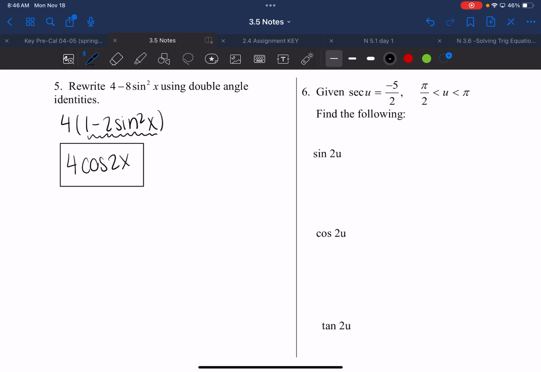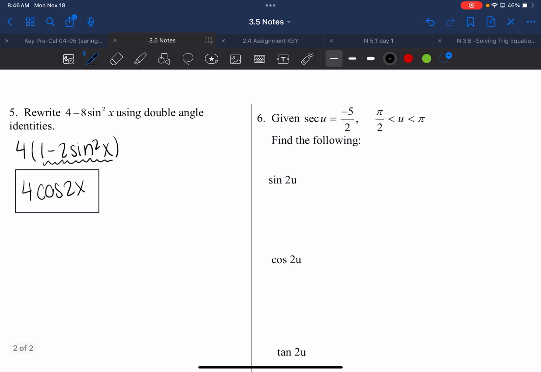This next one's... Okay. So this one would be kind of like what we had to do on number 3, right? They gave us one ratio. They did tell us that it's found between pi halves and pi. So what quadrant are we in? Quadrant 2. Okay, so let's draw a picture of a triangle in quadrant 2.